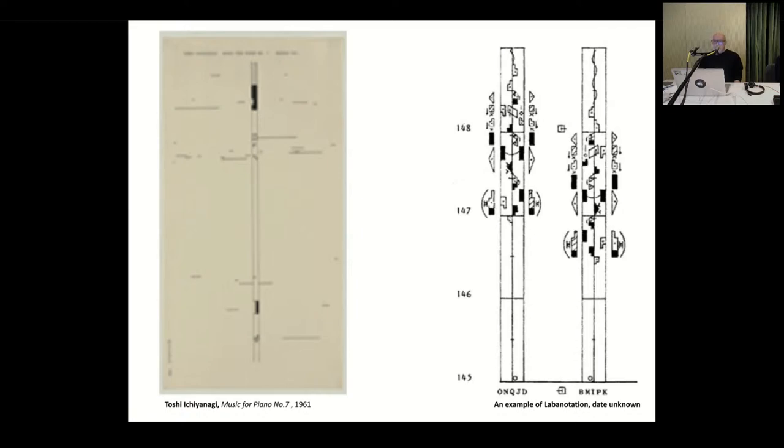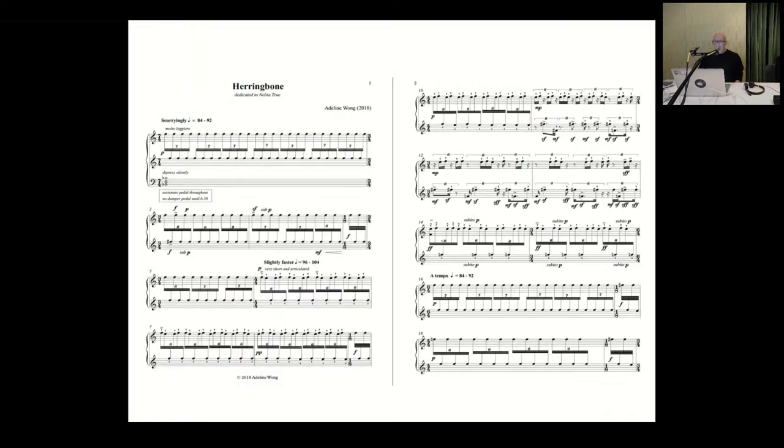It was Adeline's work, Herringbone, presented as part of the Minimalism exhibition, that really inspired me to think about music as the basis for my next exhibition. So thank you for that, Adeline, and it's over to you.